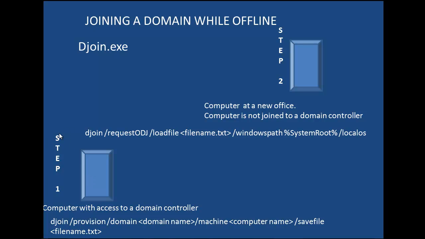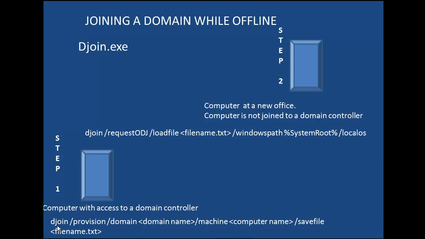First, you have step 1 here. For step 1, you have to be able to access a domain controller from another computer. So step 1, we have this computer, and this computer is able to access the domain controller. We're going to use a command line called djoin.exe. So at your command prompt, you're actually going to type the command, and this command is going to be able to collect what we call metadata from the domain controller.